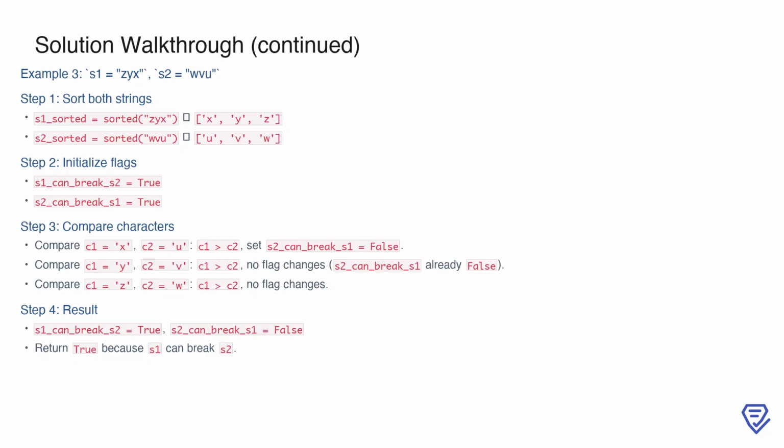Then, comparing y with v, again y is greater than v, but since s2_can_break_s1 is already false, the flag remains unchanged. Lastly, comparing z with w, z is still greater than w, and there's no further change. At the end, s1_can_break_s2 is true and s2_can_break_s1 is false, meaning s1 can break s2. Thus, the result for this example is true.